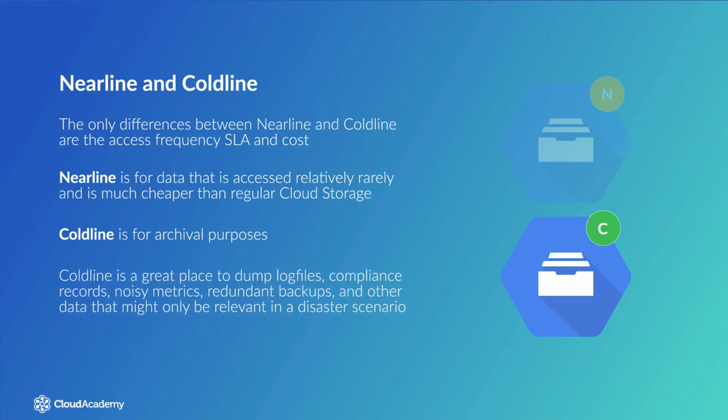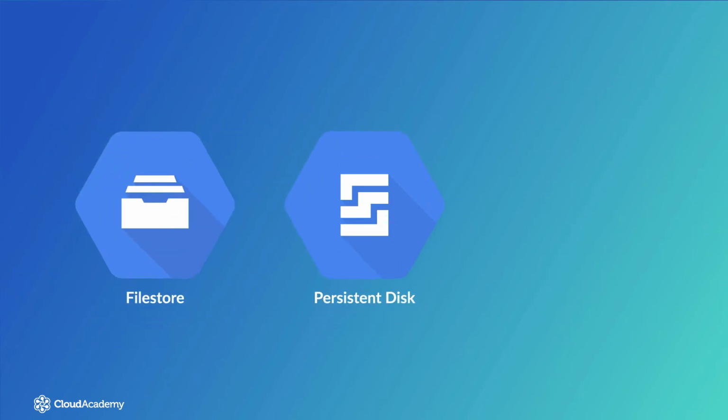So Coldline is a really good place to dump log files, compliance records, noisy metrics, debug files, redundant backups, and other data that might only be relevant in a really unusual kind of disaster scenario. So those are the basic, raw storage methods for VM instances and for other GCP services. You could use Filestore or persistent disk if you need to attach storage directly to a server. And now you should know a little more about cloud storage as a solution for managed storage buckets.